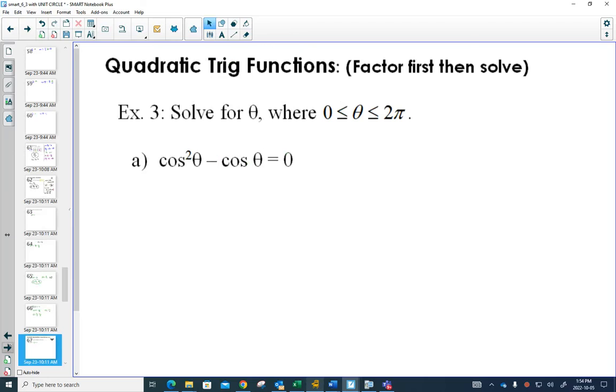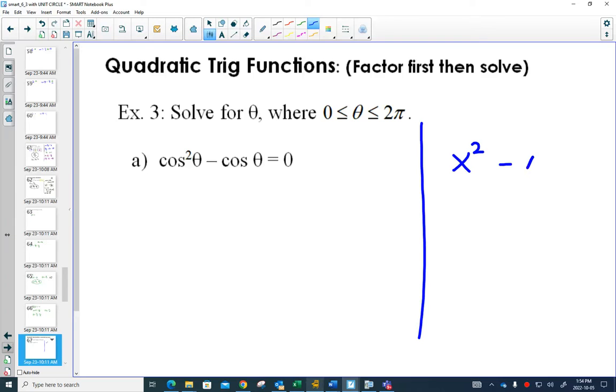Now we go to the next level. Next level involves quadratic equations and trig functions combined. Do you remember how you solved quadratic equations? So for example, if these were x's, how did you solve this? What was the main strategy you used? Or any strategy that you used to solve quadratic equations. What was that?